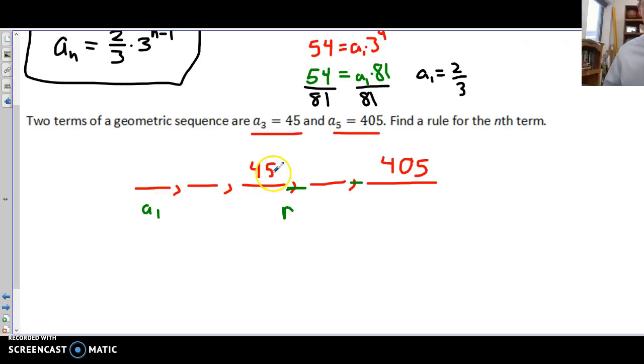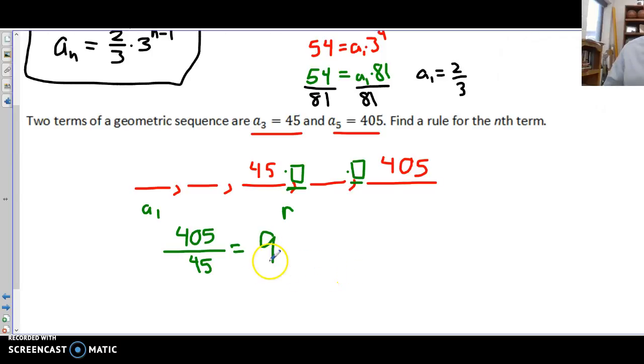I'm going to think to myself, well, I went from 45 times something to get this number, times something to get 405. Okay, so I multiplied to get 405. So what I'm going to do is take 405 and see, if I divide that by 45, what do I get? Like, what would I have to multiply by to turn 45 into 405? Well, 405 divided by 45, you can do a little bit of work to figure that out. That's going to be 9, okay?